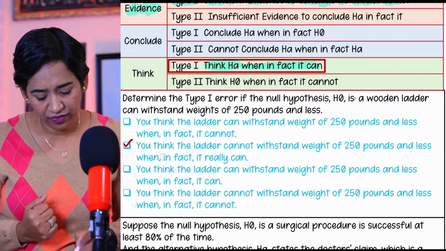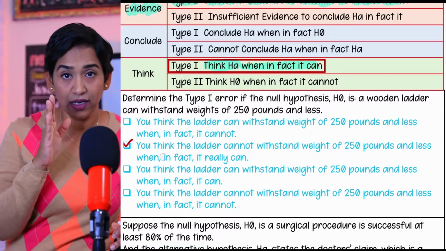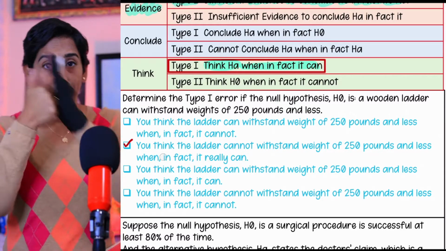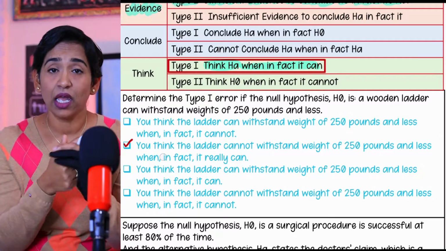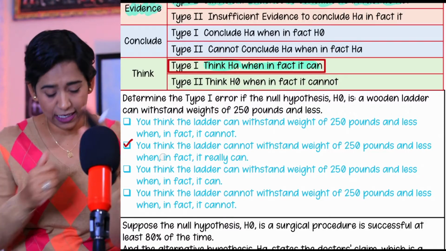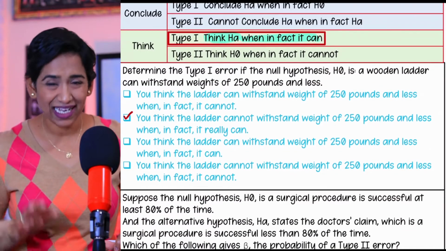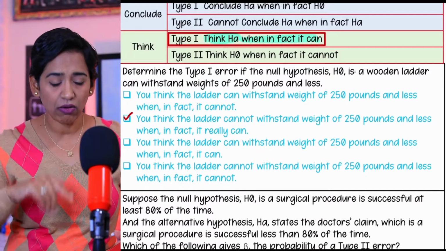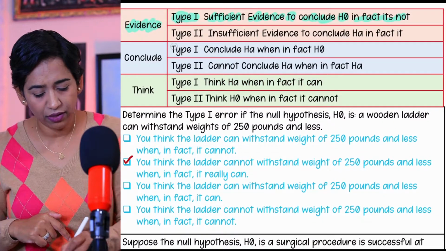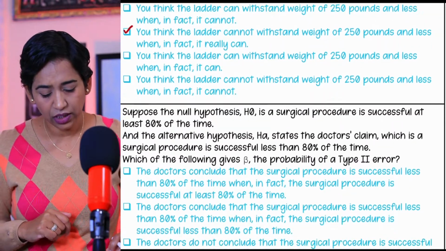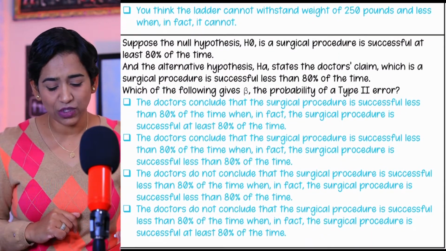Fair enough? All right. Again, H naught is true, but you're rejecting. The ladder can withstand, but you're saying it cannot withstand. All right. Again, take it really slow. I'm going to go ahead and erase this because I might need this later. Let's look at the next one here.